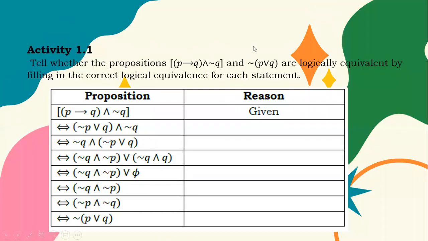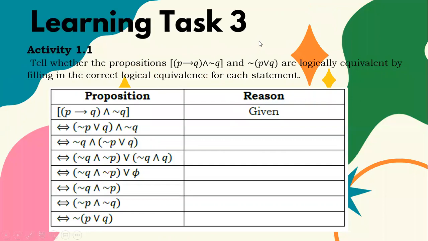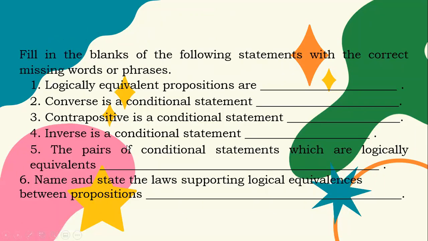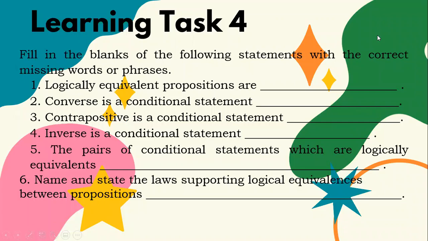Okay, so your first task for week 7. Yan, for week 7, ito po yun. Okay? So, using the logical equivalence, you need to supply the reasons. Meaning, from these propositions, titingnan ninyo dun sa law natin kung saan siya na-apply. Okay po. Yan. And then for your learning task number 4, for week number 7, ito naman po siya.